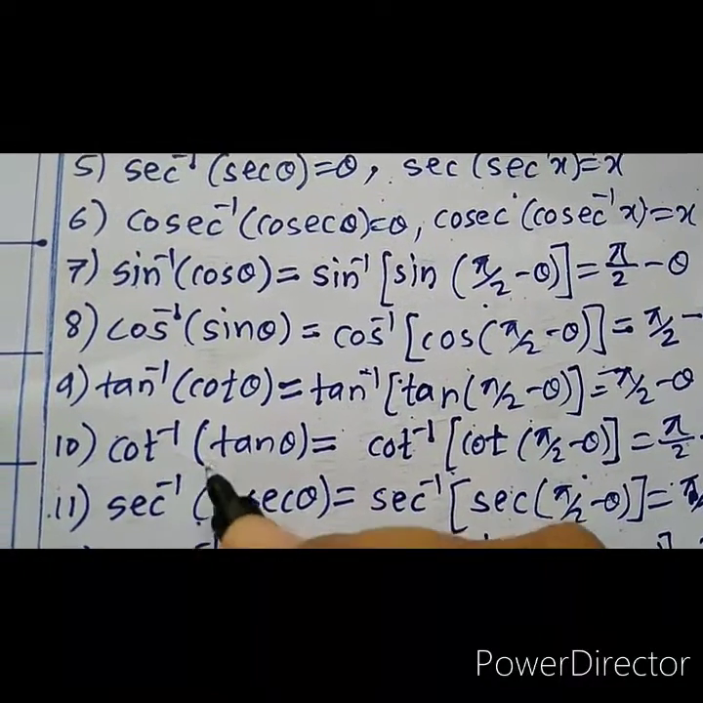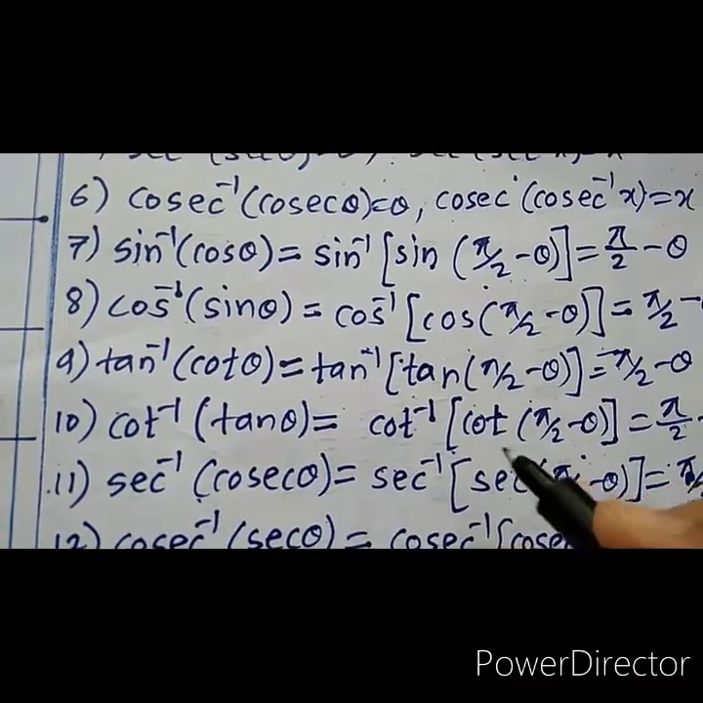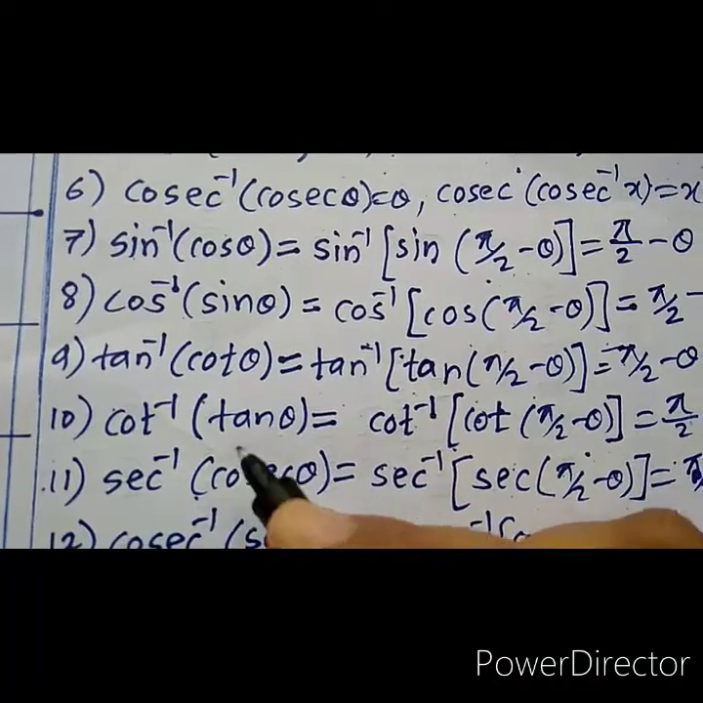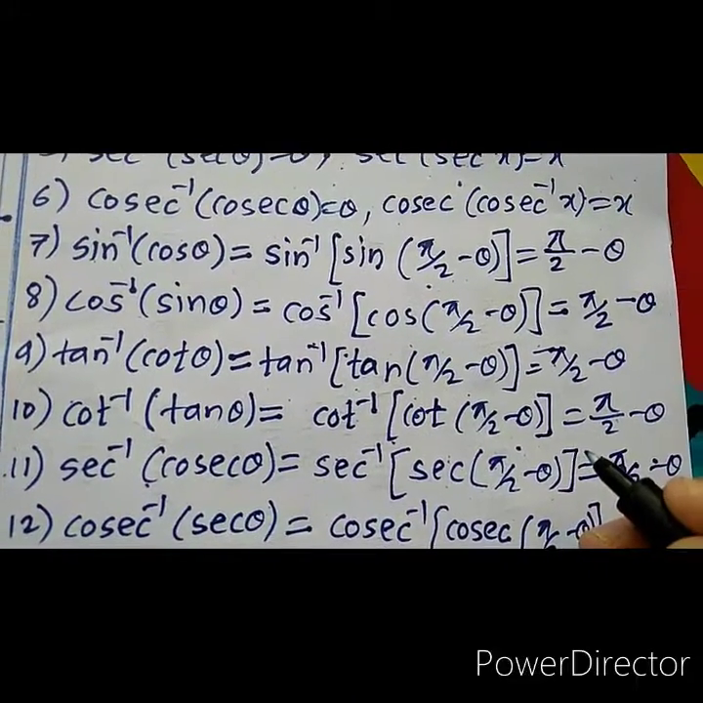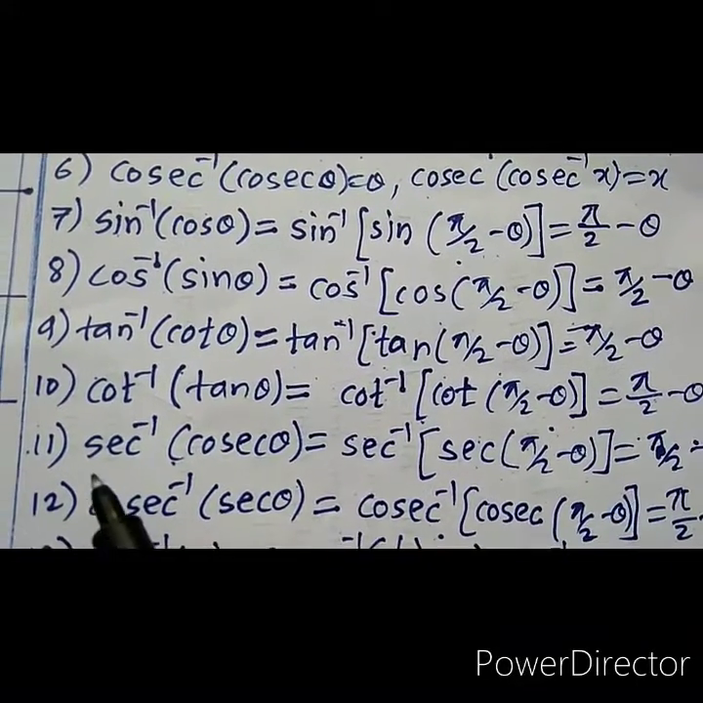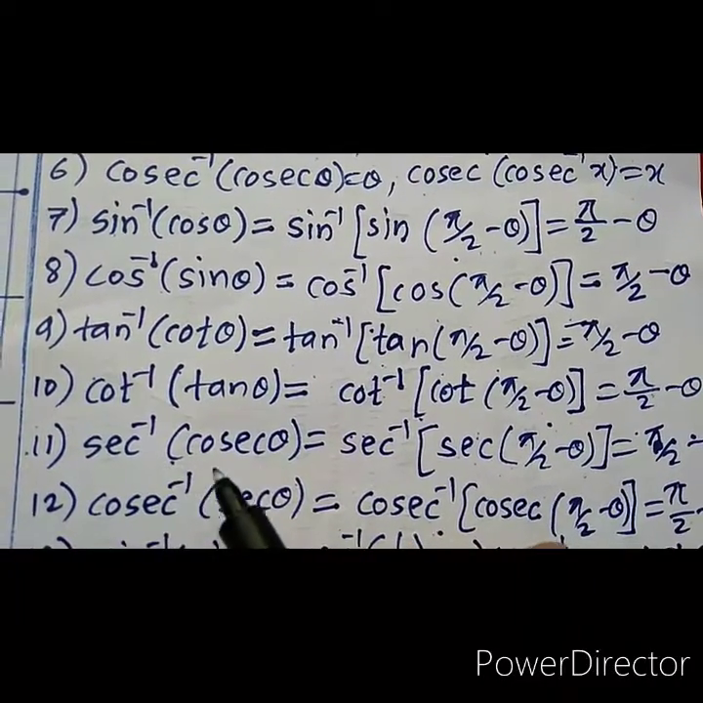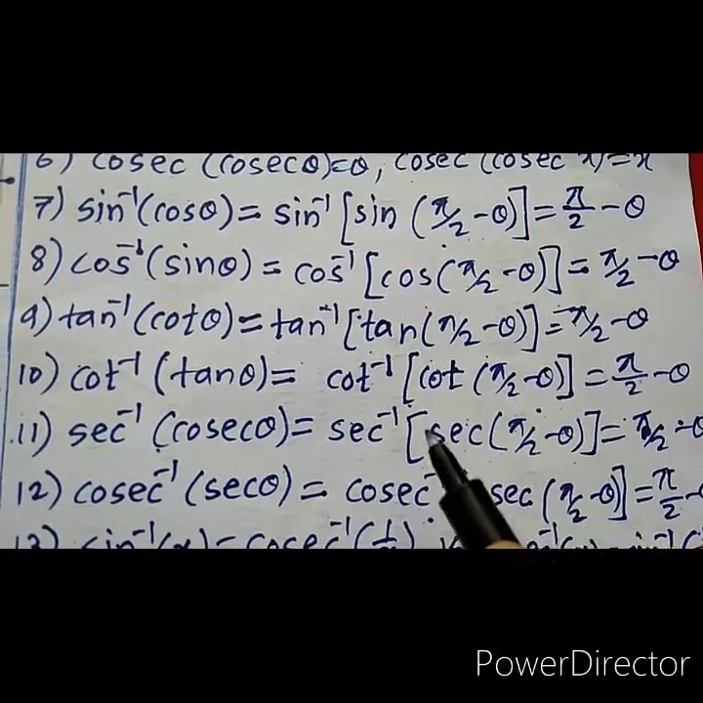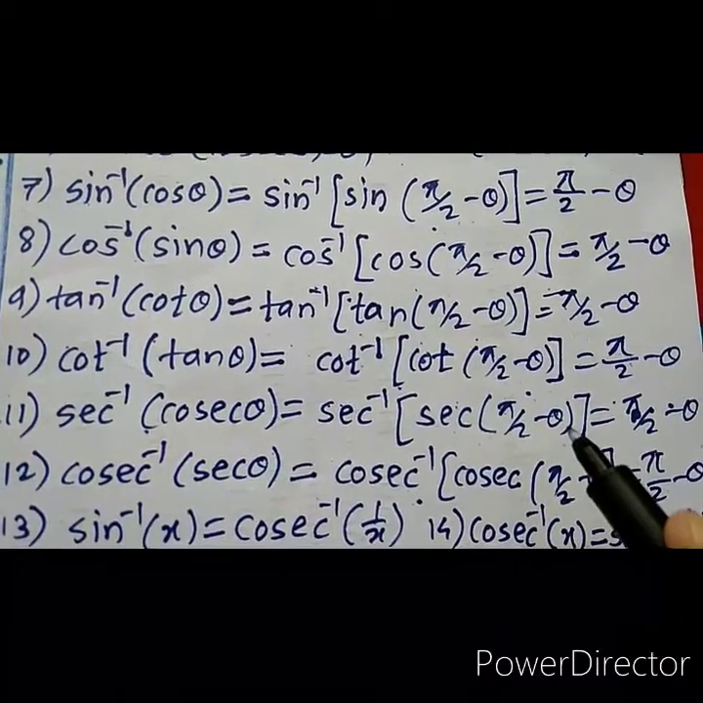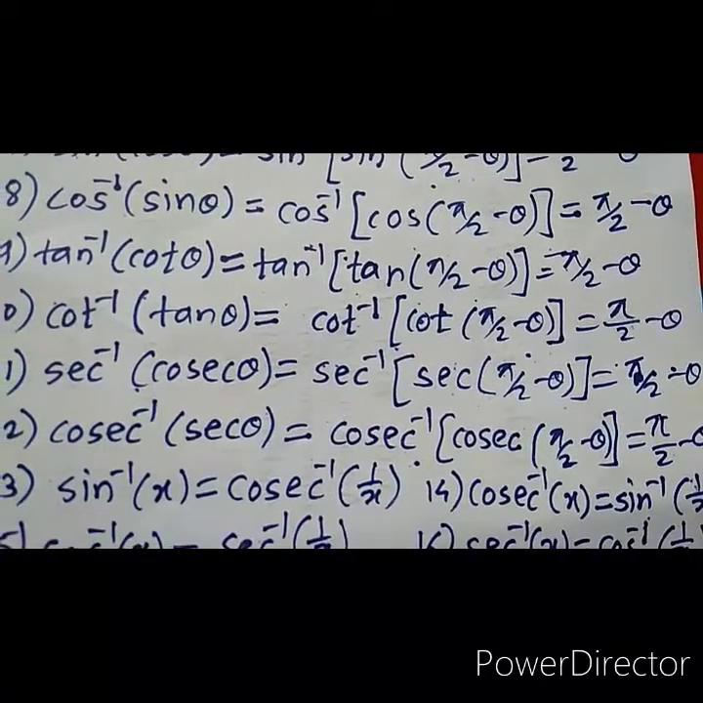Number 10, cot inverse of tan theta. In the place of tan theta we can replace cot of pi by 2 minus theta. So cot inverse of, in bracket, cot of pi by 2 minus theta, and we will get pi by 2 minus theta. Number 11, sec inverse of cosec theta. In the place of cosec theta we can replace sec of pi by 2 minus theta. So sec inverse of sec of pi by 2 minus theta. Sec inverse and sec get cancelled and we will get pi by 2 minus theta.